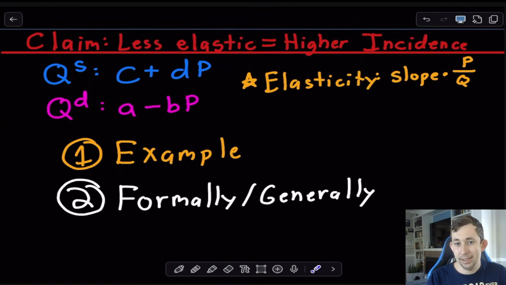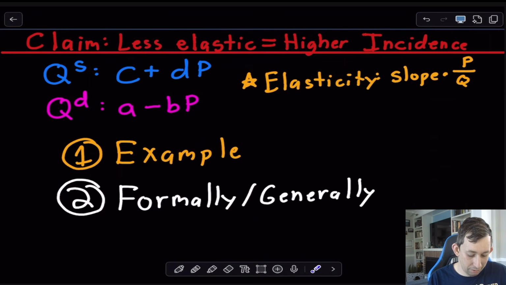And remember, by tax incidence, all we mean is what share of the tax each side of the market is going to pay. Now, we've said before that the side that's least willing to walk away, the side with the lower elasticity, is going to wind up paying more of the tax. So what I want to do in this video is show that both with an example and more formally, using linear supply and linear demand curves.